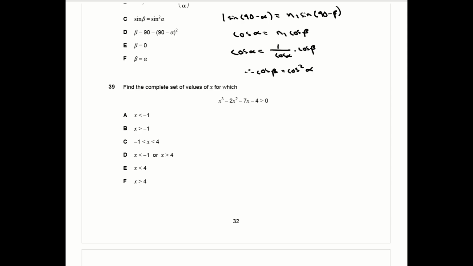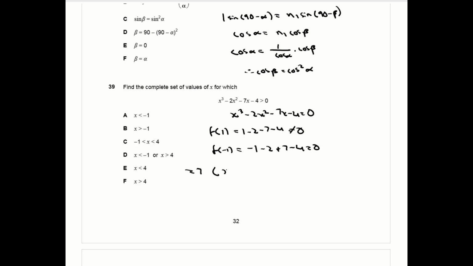So for any sort of quartic or cubic inequalities question, you first want to work out the solutions to the equations. You want to work out where the curve crosses the line y is equal to 0. Now to find the solutions for this equation, you're not given any explicit values, but you can use the factor theorem to work out that f of minus 1 equals 0, so x plus 1 is a factor. And then you can rearrange and compare coefficients to get your solutions as x is equal to minus 1, which is repeated, and x is equal to 4.